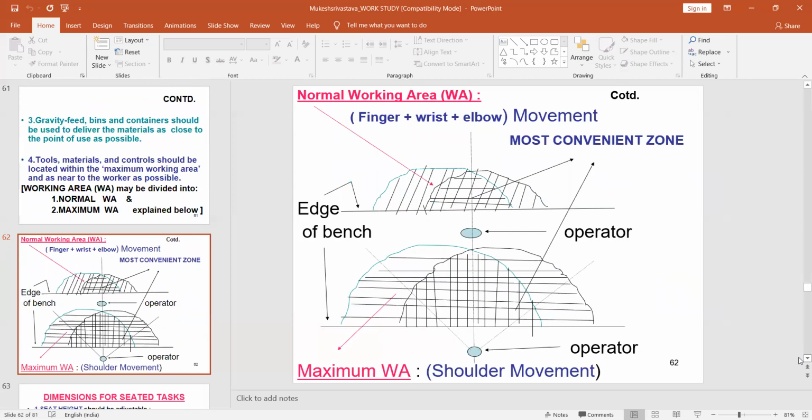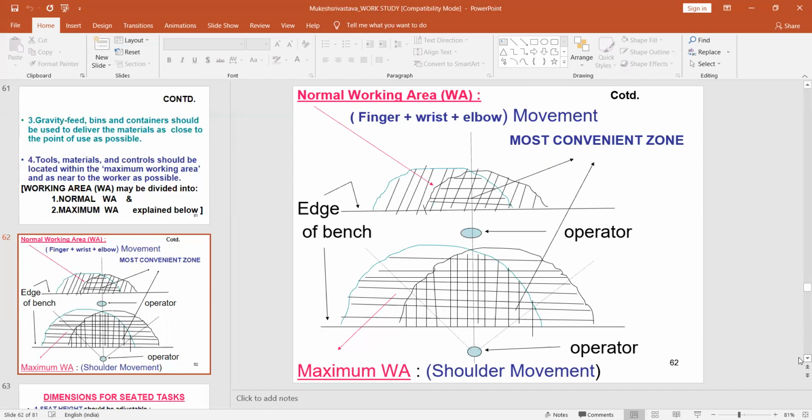You're seeing the first chart, where in the normal working area we are using only finger, wrist and elbow. That means the hand will be utilized, the wrist will be utilized, and the fingers will be utilized. What will be the convenient motion? You are seeing the operator sitting at the edge of the bench, using the movement of the finger, wrist and elbow. This is called the normal working area.